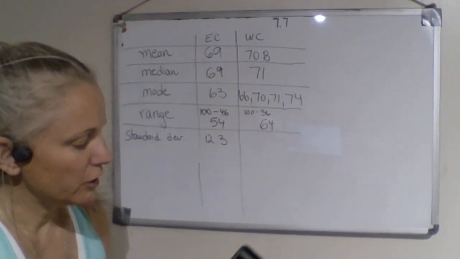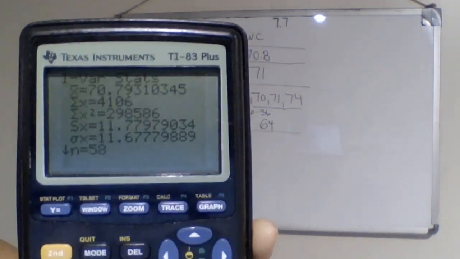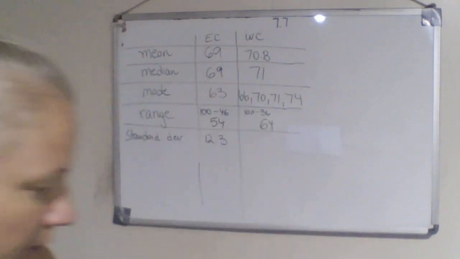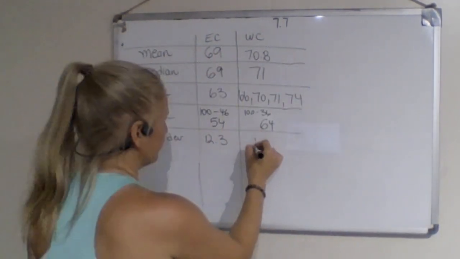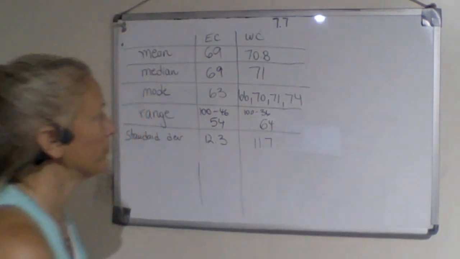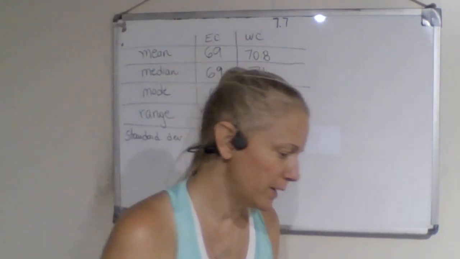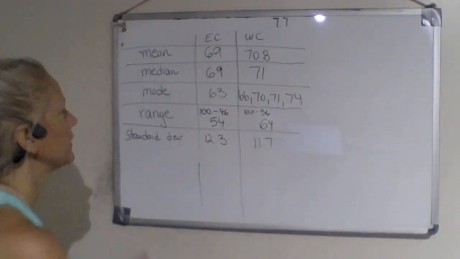My standard deviation, if I just go back up, is that little funky thing, sigma, right there. 11.7 is my standard deviation. I always round to 1 decimal. So really, the only hard work that was here was putting all that information in, right? And that's how we find all of these using our calculator.